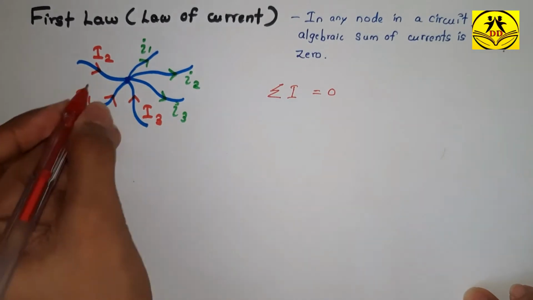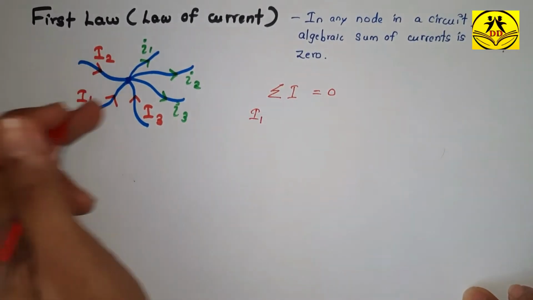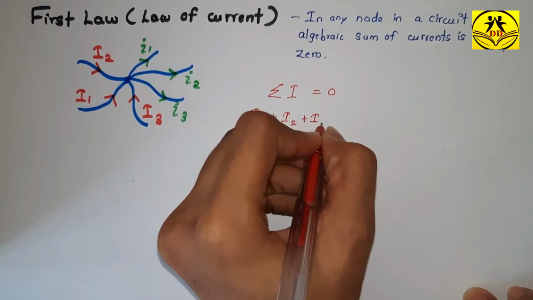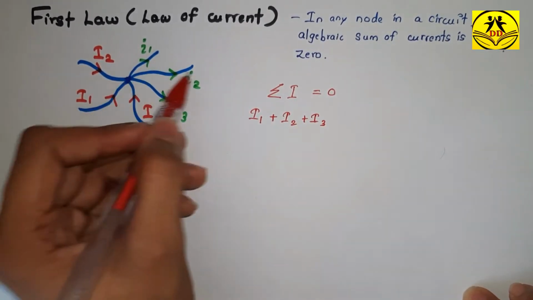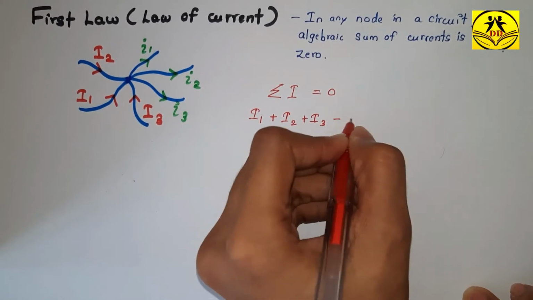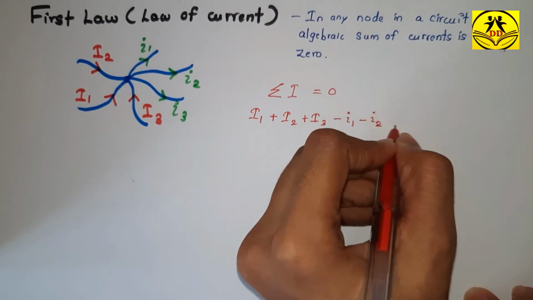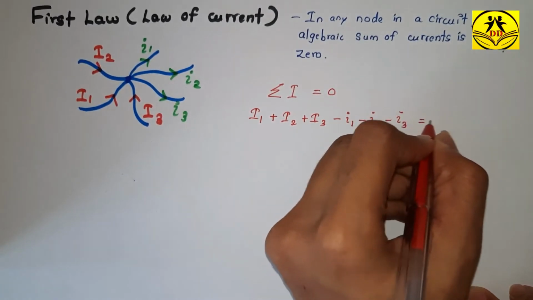So you can write what? Considering these as positive, I1 plus I2 plus I3, and these as negative, minus I1' minus I2' minus I3', equals 0.